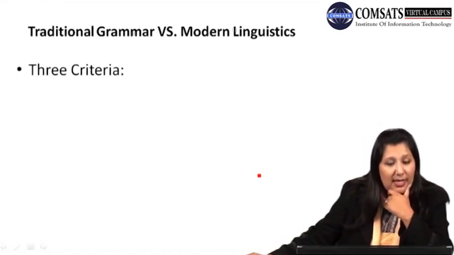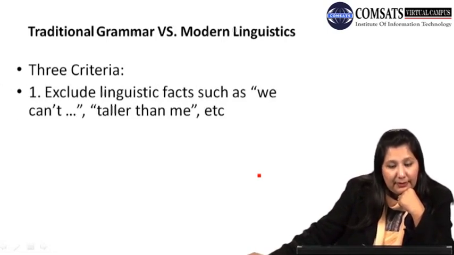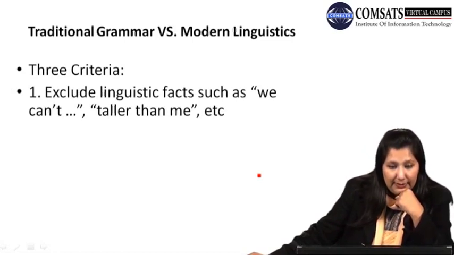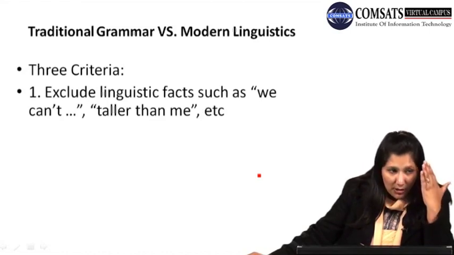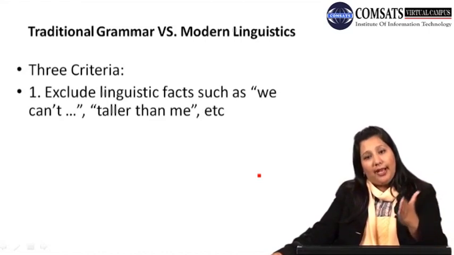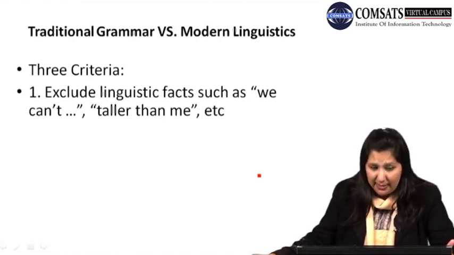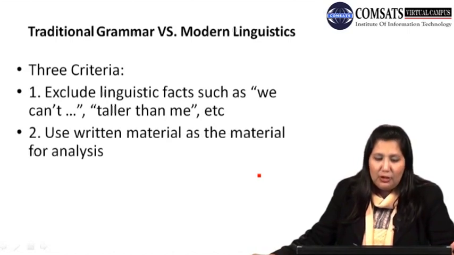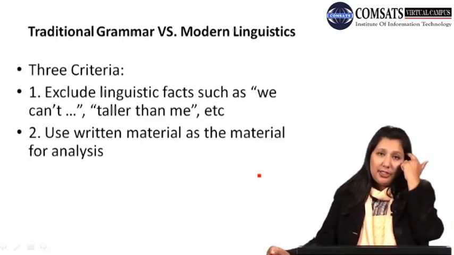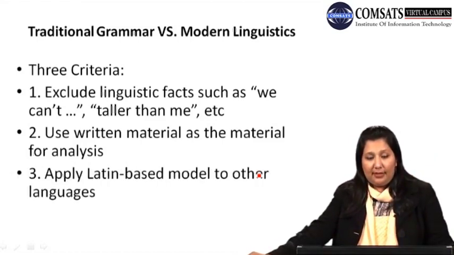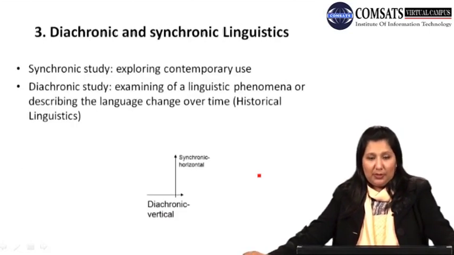Traditional grammar versus modern linguistics. There are three criteria for defining them. Number one, traditional grammar excludes important linguistic facts, such as "we can't" and "taller than me." Number two, it uses written material as the material for analysis, whereas modern linguistics will not do so. Number three, it applies a Latin-based model to all other languages, according to traditional grammar, but not according to modern linguistics.